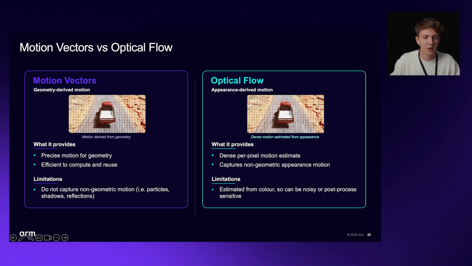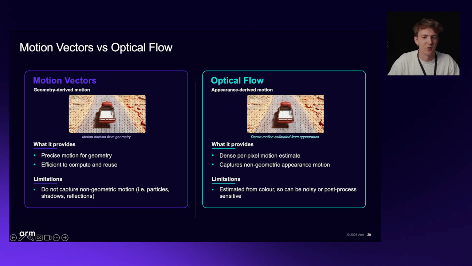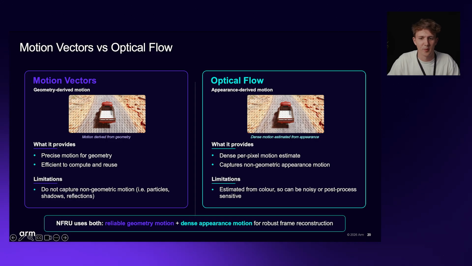And so we use both in NFRU. Motion vectors give us reliable geometry information, whereas optical flow is good for capturing appearance-level motion. And combined together in the correct way, you can take the advantages of each motion field to ensure that you capture motion effectively between frames.